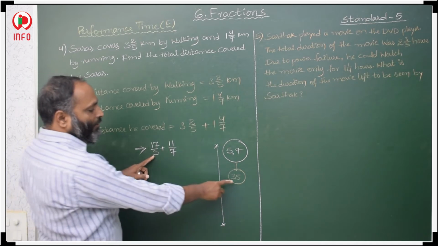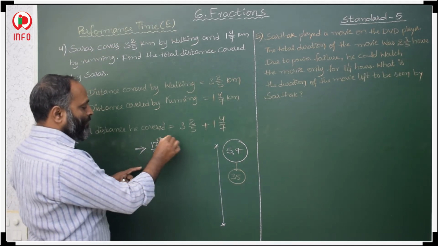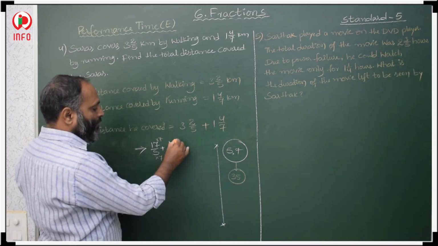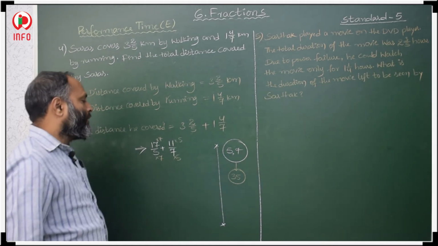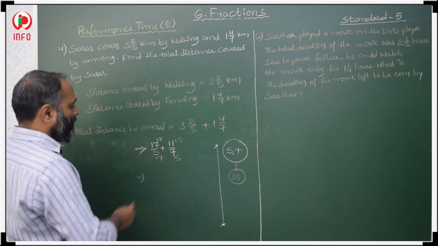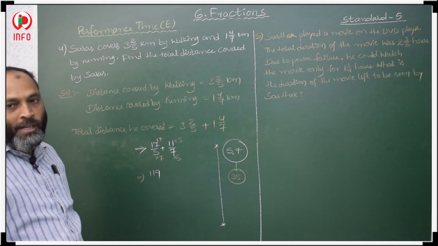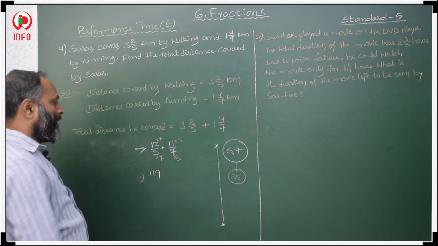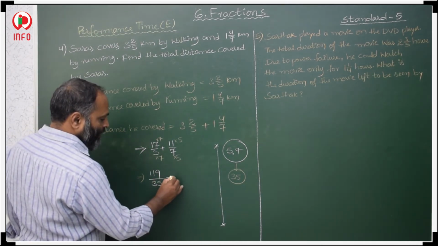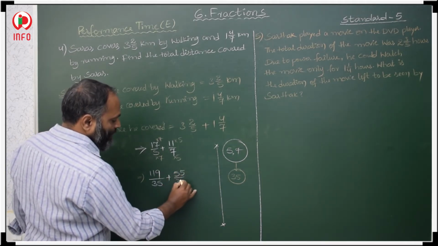Now, in the 5 table, when will you get 35? 7 5s are. In the 7 table, when will you get 35? 5 7s are. Multiply with 5. Okay. Then after that, 17 7s are 119 by 5 7s are 35. 11 5s are 55 by 7 5s are 35.